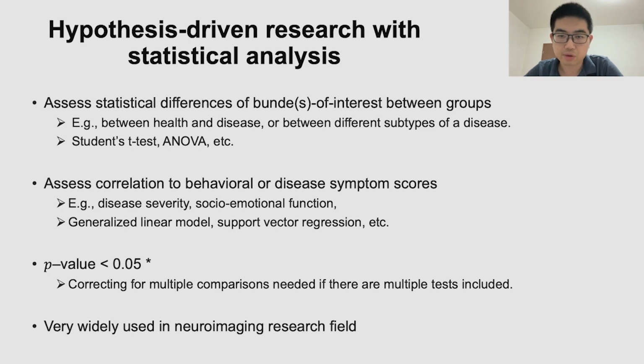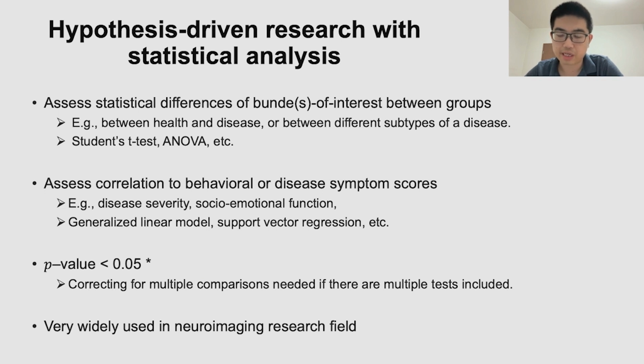And usually, given a quantitative measure, a summary statistic is extracted from the bundles in all subjects under study. Then the level of group differences is computed using group-wise comparison methods, such as the student's t-test and the ANOVA.